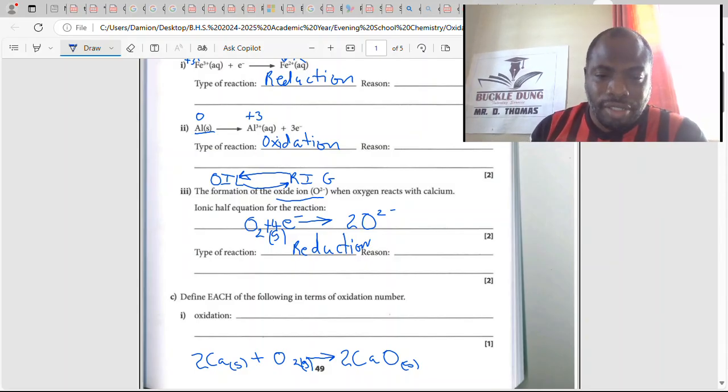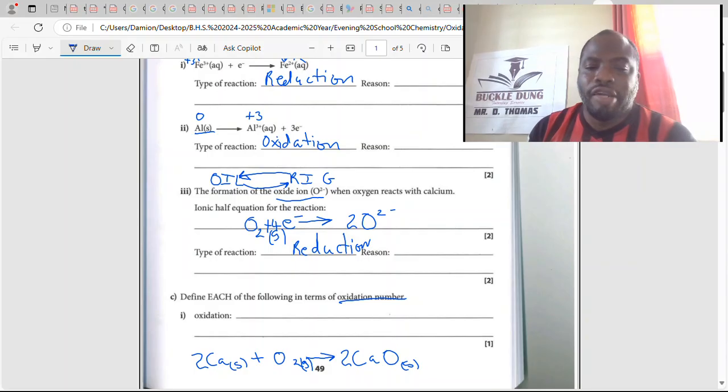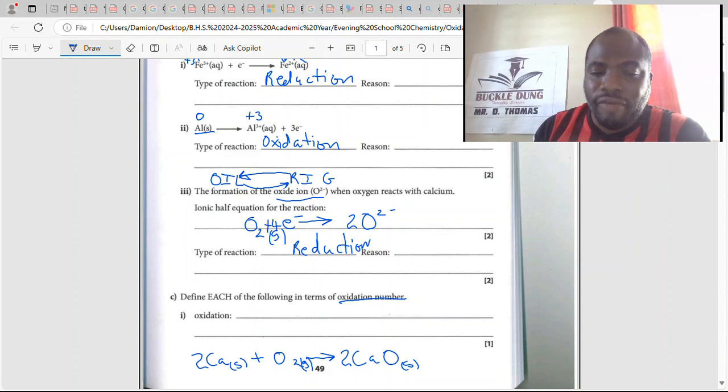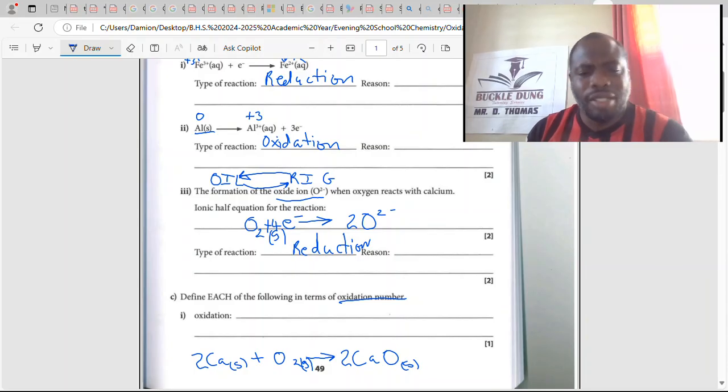CXC loves to do this. If you notice, the first question would have been focusing on electrons. Now they're asking you to define oxidation in terms of oxidation number. So what is oxidation? If you come right here and say oxidation is the loss of electrons, you're not getting any mark. Why are you not getting any mark? You're going to say, sir, but oxidation is the loss of electrons. And that's what sometimes students do. Yes, it's a correct answer, but that's not what the question is asking you for.